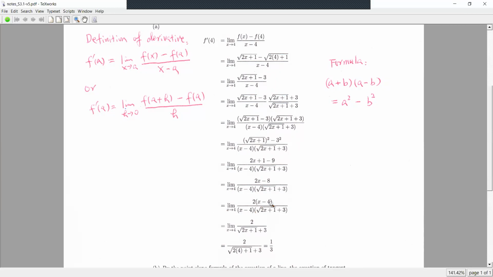Cancel x minus 4 from the top and from the bottom. Then we have this equation. Now, to find this limit, try direct substitution again. Plug in the number 4 in x. Then the limit is equal to this number. This number is 1/3. So the derivative of the function at point 4 is 1/3.